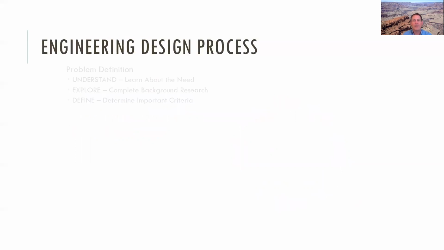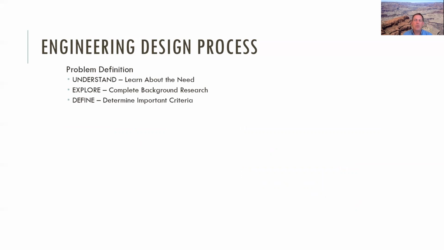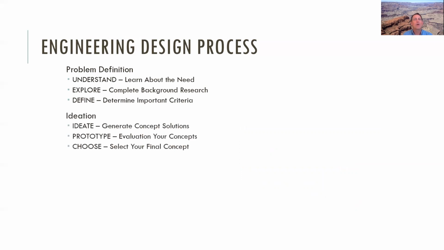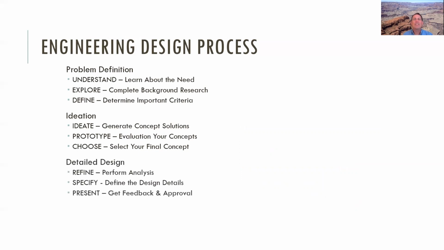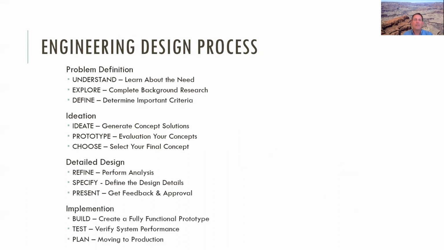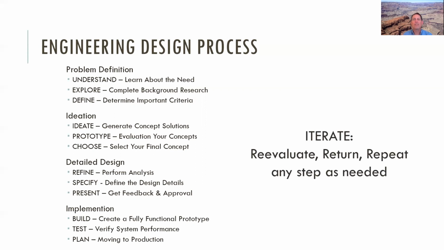Okay, so quickly to review this. I like this sort of 4-block model. Problem definition, where you're understanding, exploring, defining your problem. Ideation, where you're ideating, prototyping, modeling, and choosing a concept. Detailed design, where you're refining, specifying, and getting final approval to move forward. And then implementation where you're doing a serious prototype build and testing, and then planning to move to production. Always remembering that you can iterate throughout that, reevaluate where you are, return back to an earlier point, and repeat any step as needed within your time constraints.